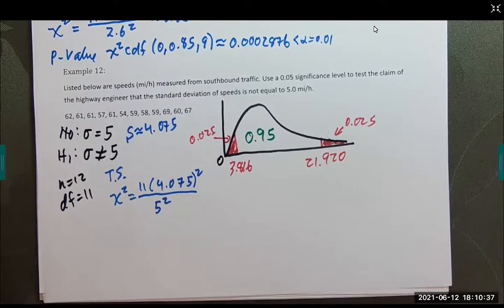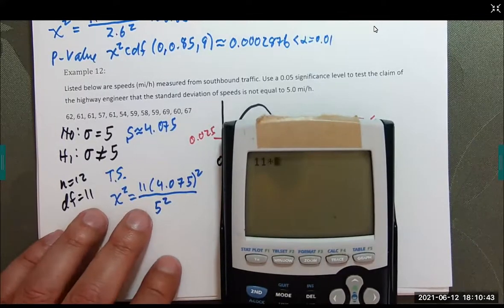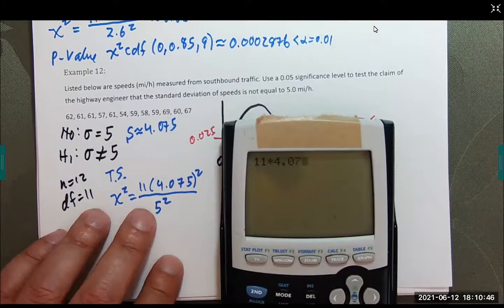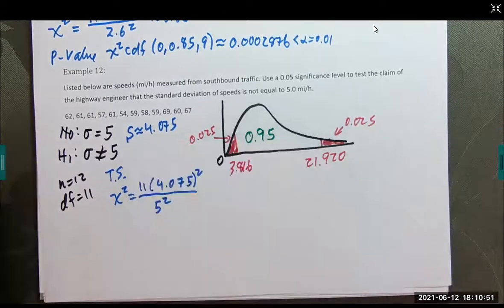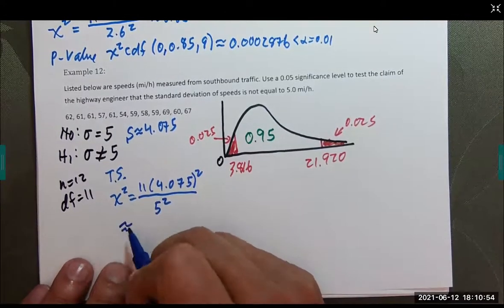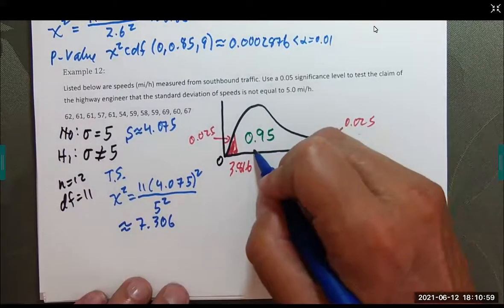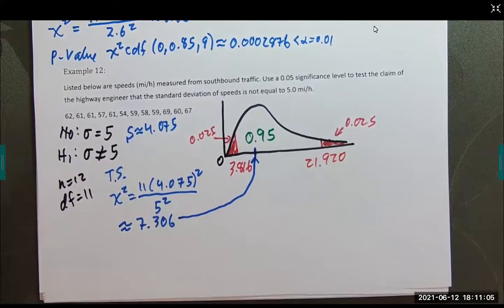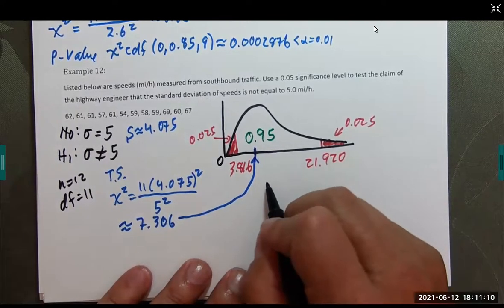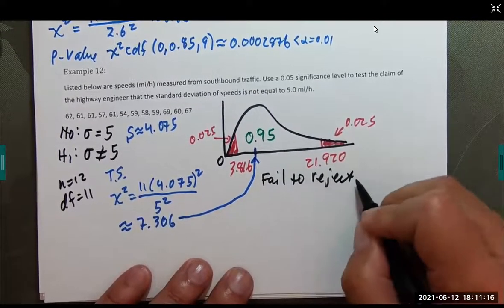All right. So here we go: 11 times 4.075 squared divided by 25. This gives us 7.306. That's about right there. Notice we are not in the critical region. Yay. So we're going to fail to reject the null hypothesis.